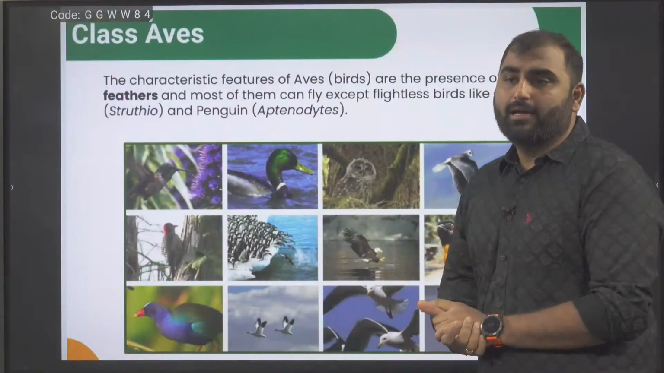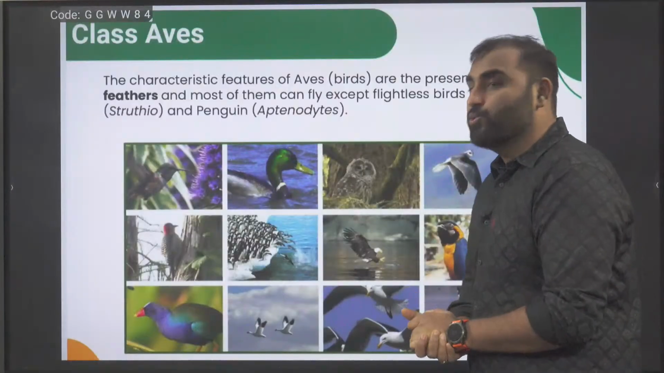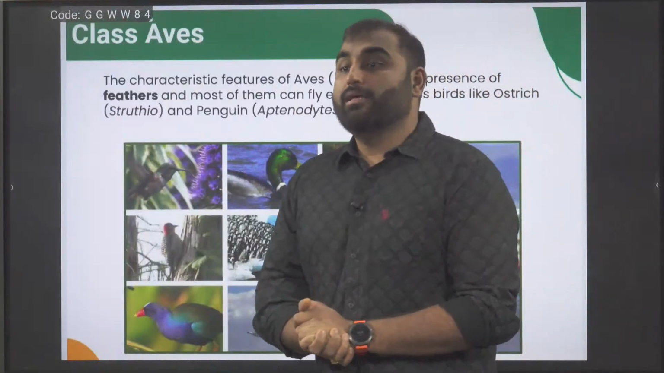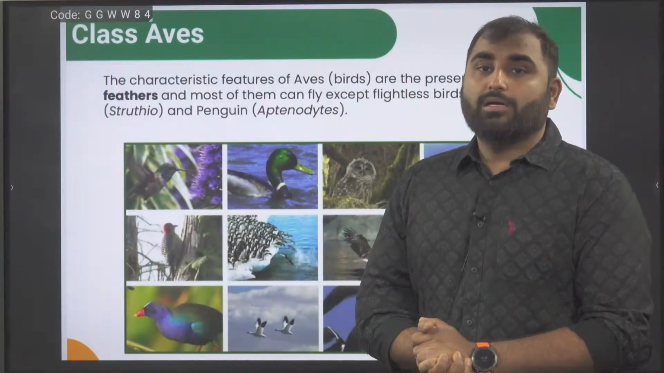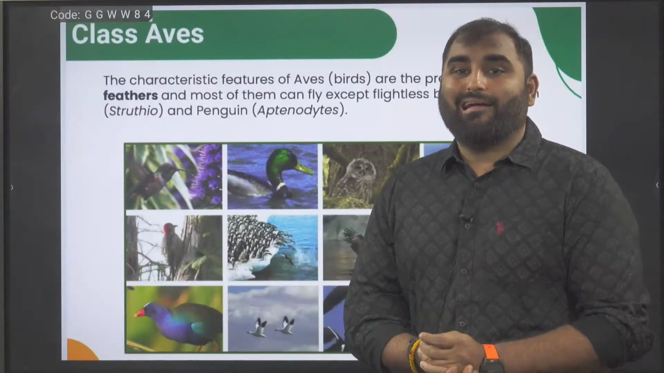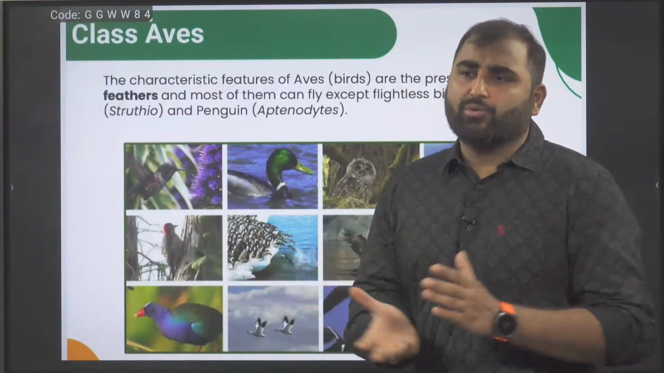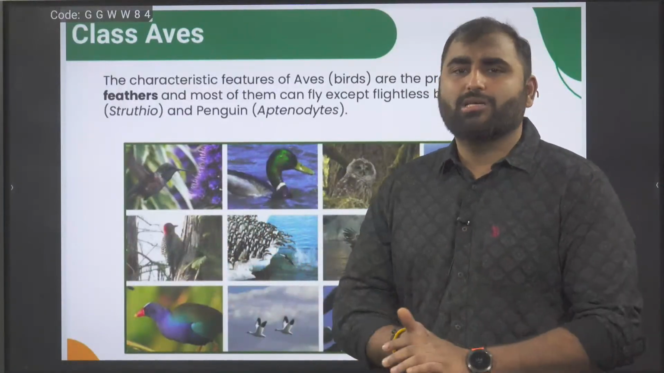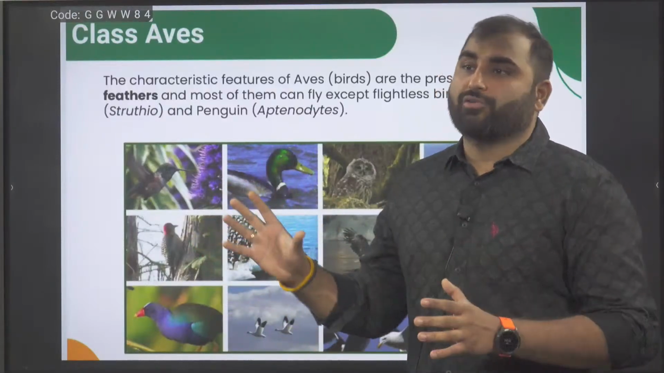cannot fly basically. You can add kiwi also to that, which is found more in New Zealand. Then we can add emu, E-M-U. After emu, we can add one more bird, that is a rhea, R-H-E-A. If you look at emu, you might have seen it. Emu, rhea and ostrich look almost very similar, but the biggest of them is the ostrich.